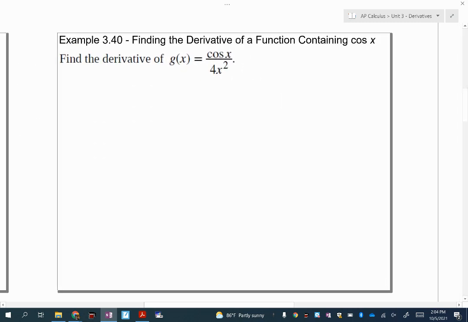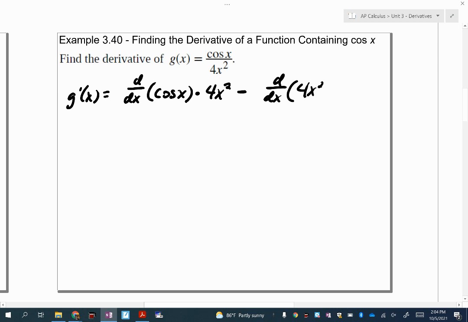All right, we're going to be finding the derivative of this function g of x that says cosine of x over 4x squared. So I'm going to use the quotient rule, like we talked about last lesson, to help me find the derivative of g of x. So g prime of x equals d dx of the numerator times the denominator minus d dx of the denominator times the numerator all over the denominator squared.